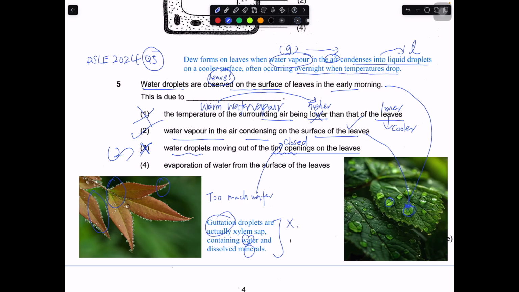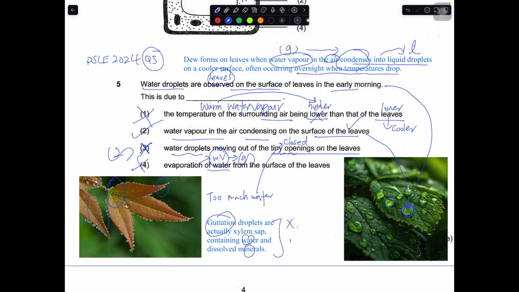The evaporation of water from the surface of the leaf is definitely wrong. If you talk about evaporation of the water, then the water droplets would not have appeared on the leaf, because it would become water vapor, and you cannot see water vapor because it is a gas. It will no longer be on the surface of the leaf, so it's a condensation rather than an evaporation process.